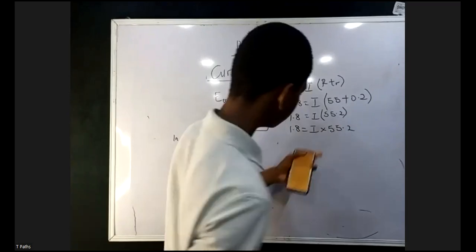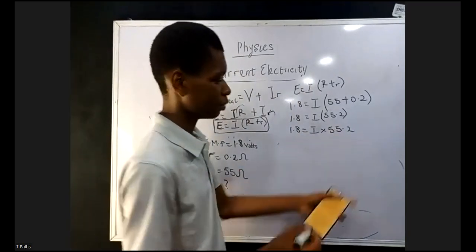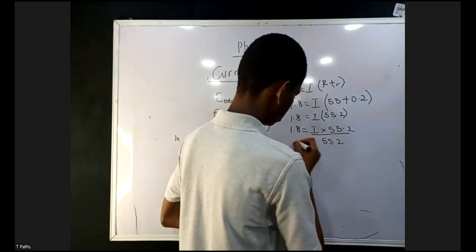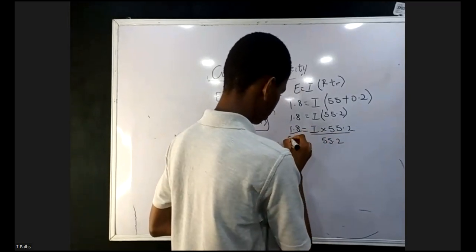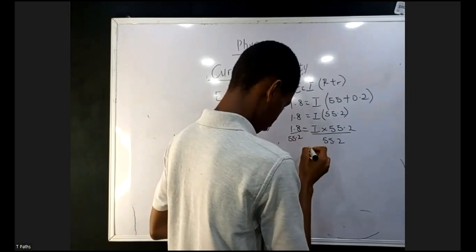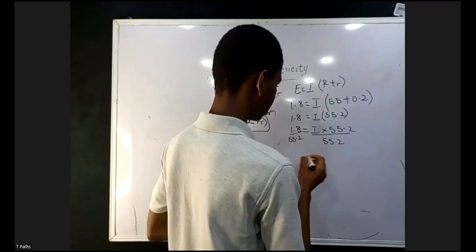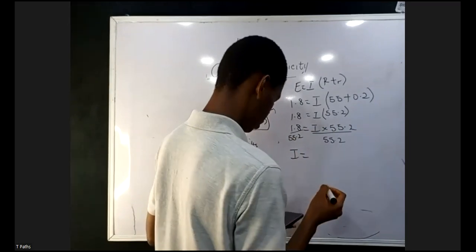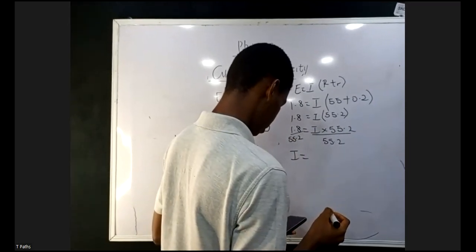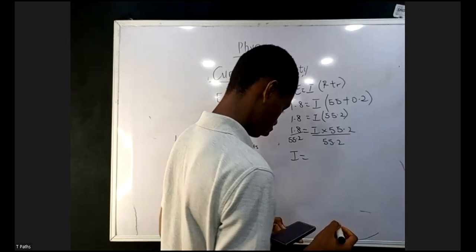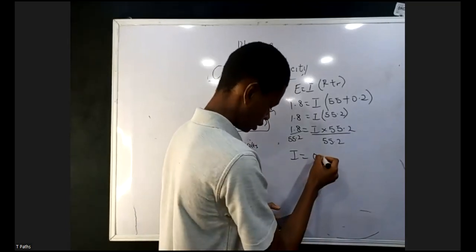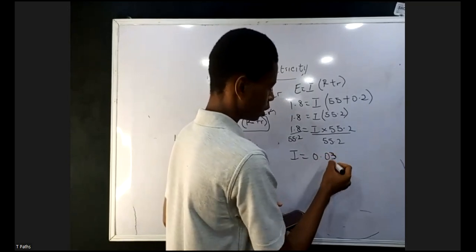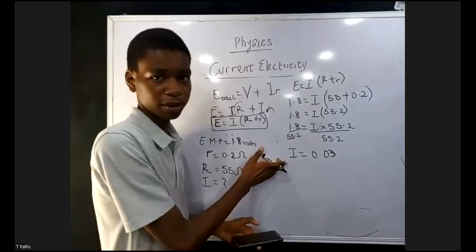So for me to get the value of my I, definitely I'm going to divide through by 55.2. I'll need my calculator for that. This is definitely going to cancel out this. So I have my I, which is my electric current, to be 1.8 divided by 55.2. Now I have 0.032. So I can just leave it to two decimal places like this.